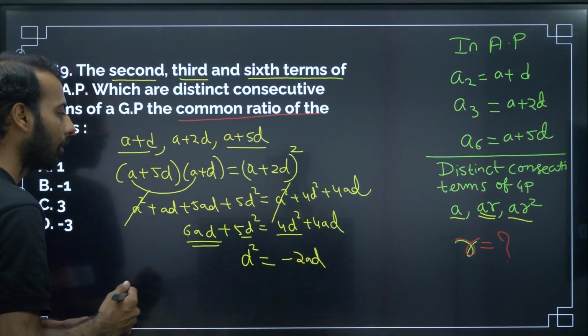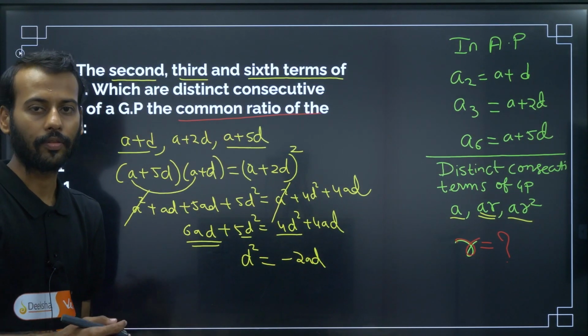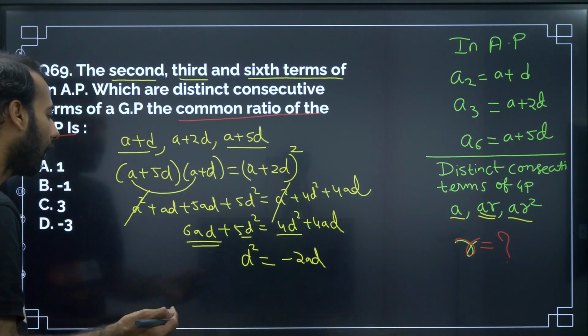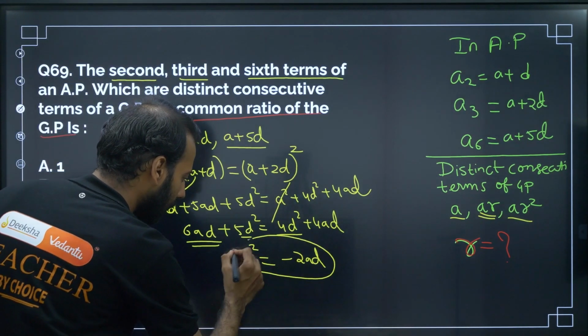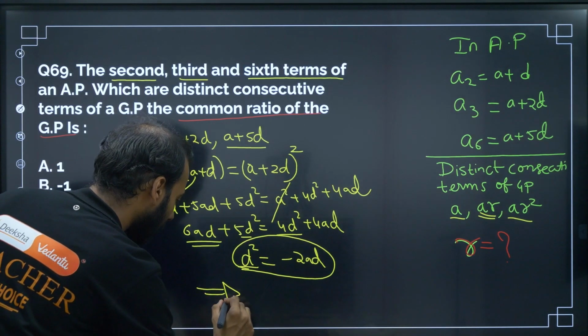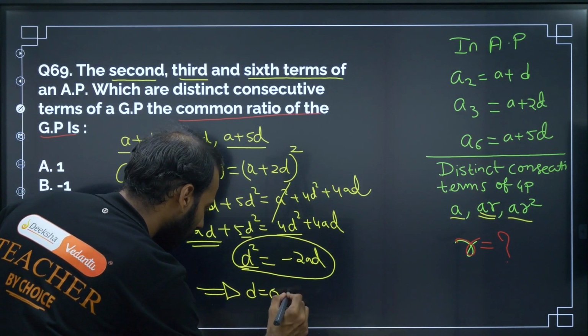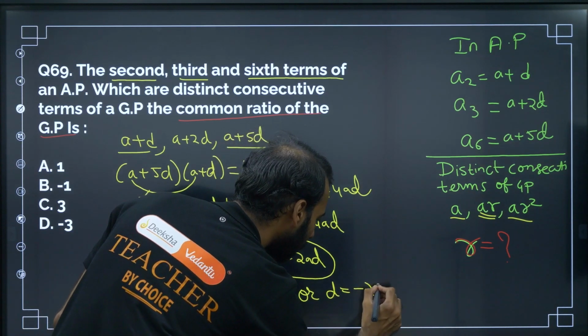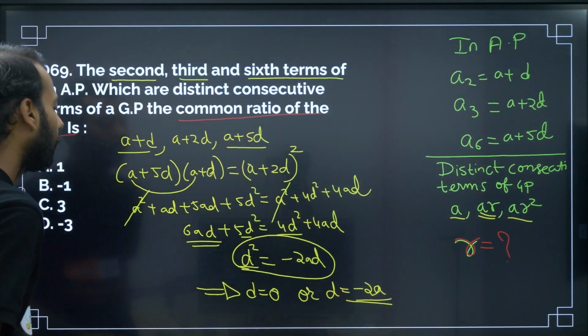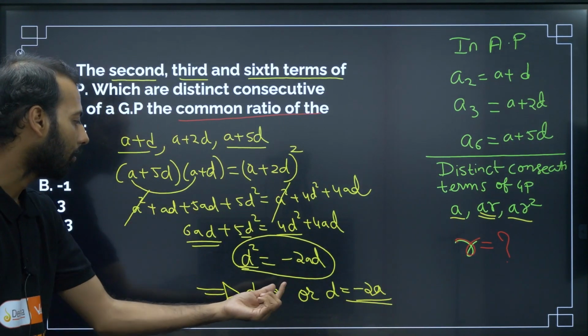Just I am transposing. If you are having any confusion in transposing, ask me. Ideally you are a 12th standard student, you should not have. So this implies d is equal to 0 or d is equal to minus 2a.